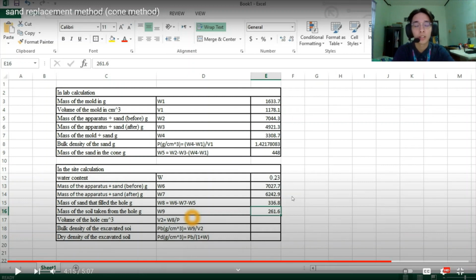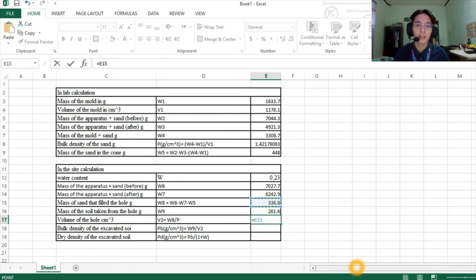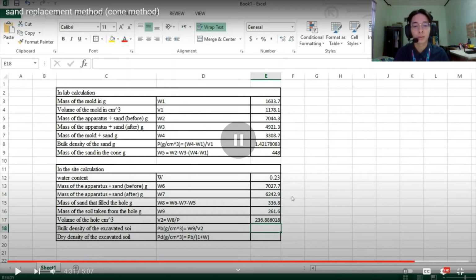So next, for the volume of the hole, we know that volume is equal to mass divided by density, because density is equal to mass over volume. So to find volume is mass over density. So we type equal, then insert the mass and divide it by the density. Alright, we get 236.886.